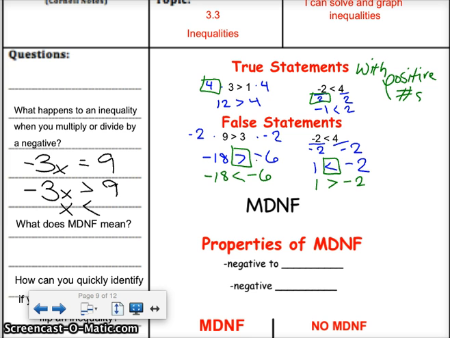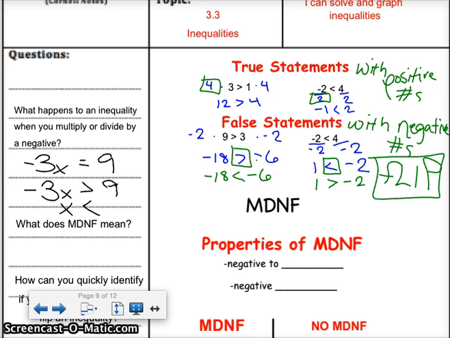Okay, so with false statements, we noticed that when we multiplied and divided by a negative number, we ended up having to flip that inequality to maintain the truth of the inequality. So this only happens with negative numbers. If you're dealing with positive numbers, it's true. When you deal with negative numbers, it turns false, and we end up having to flip in order to make sure that it stays true.